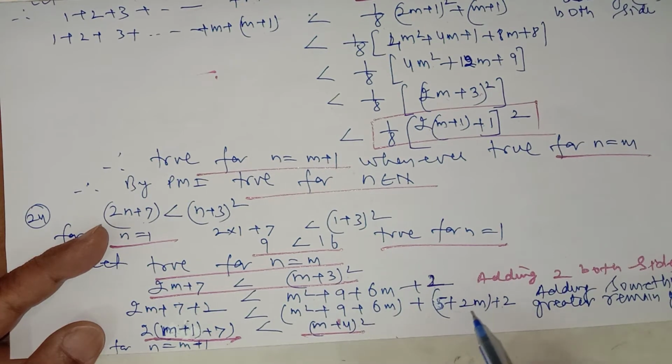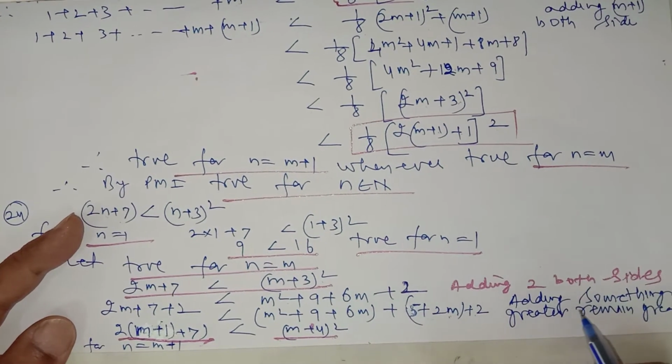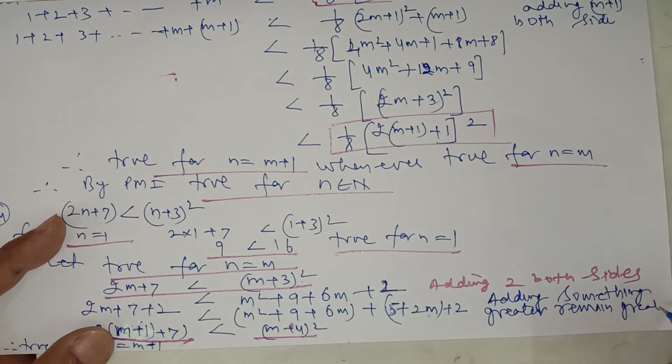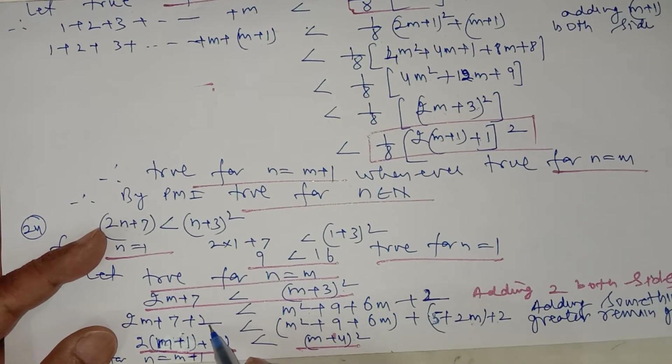Now what I have done, I have added 5 plus 2m on the right hand side only. Why? Because the right hand side is greater, and if we add something to a greater value, it will remain greater. In this step, I have added only 2 to both sides, so the statement will be true.